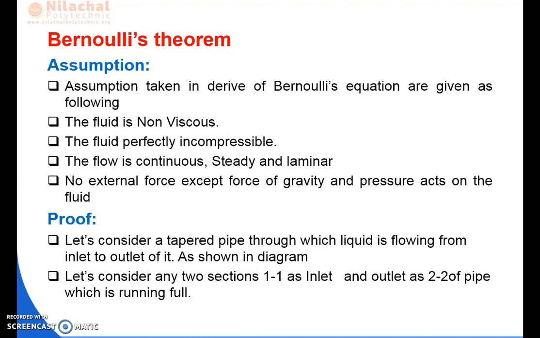The flow of liquid is always happening from inlet to the outlet. There is no interruption in the flow of liquid. The flow is steady, which means pressure, velocity, density of liquid remain constant from inlet to the outlet. The flow is laminar. All the flow layers are straight, parallel to each other. They are not crossing with each other.